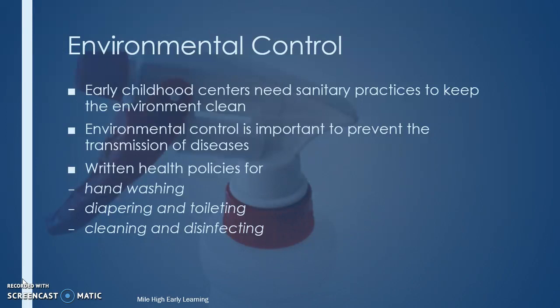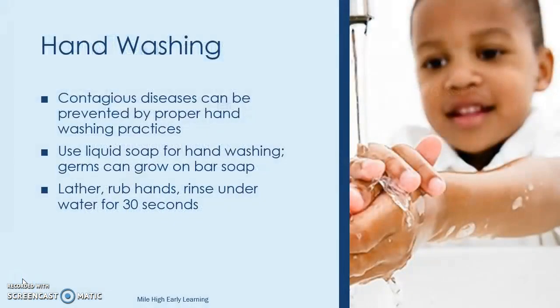Environmental control is also really important in early childhood centers because you need sanitary practices to keep the environment clean. Environmental control is important because it helps prevent the transmission of diseases, and so you should have written health policies for hand washing, diapering and toileting, and cleaning and disinfecting. Hand washing is the best thing that you can do to prevent the spread of contagious diseases.